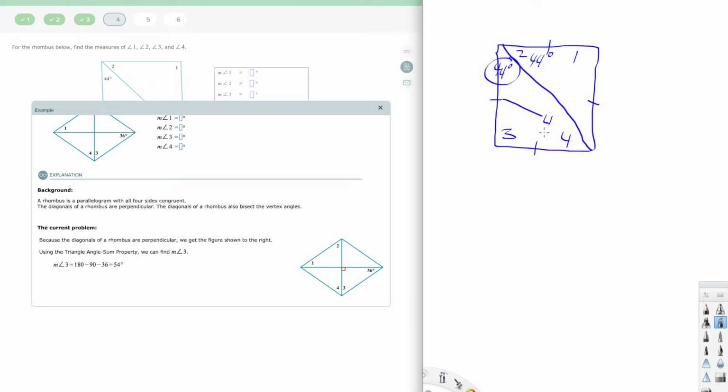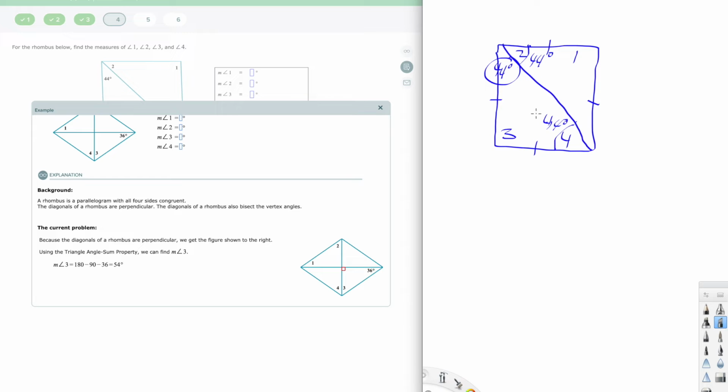So because this angle is 44, so is this angle. So I've already filled in these 2. I could have also used alternate exterior or interior angles here because I have parallel to a transversal, parallel to a transversal. So I know that they're both 44.